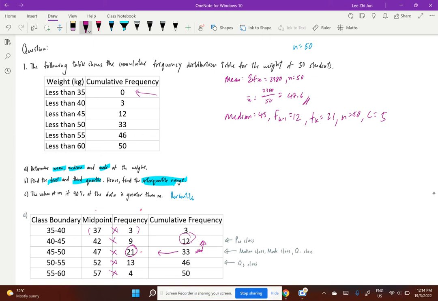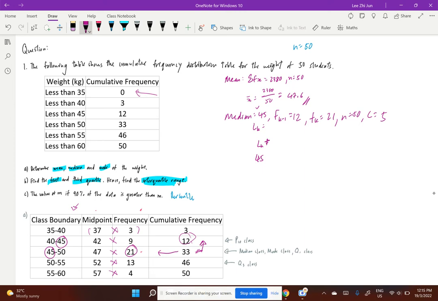And this is less than 35, less than 40, so the class boundary is 35 to 40, 40 to 45, 45 to 50. It is the class boundary, not the class interval, so just take note. So my lower boundary can just take from here. So I calculate the median. So LK equals 45.